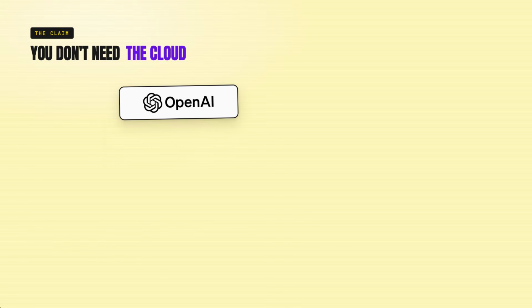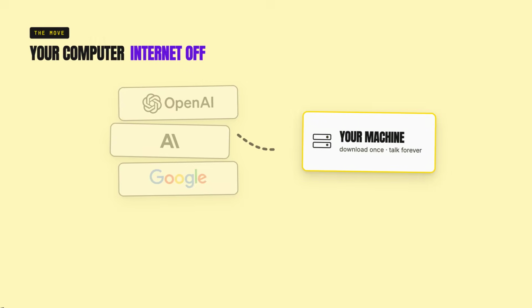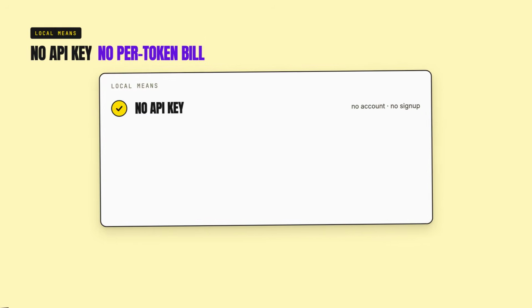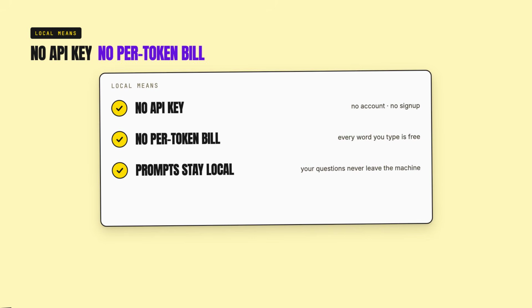You don't actually need Claude, ChatGPT, or Gemini to use a powerful AI model. You can download one to your own computer, disconnect from the internet, and keep talking to it. No API key, no per-token bill. And with a truly local setup, your prompts can stay on your machine.